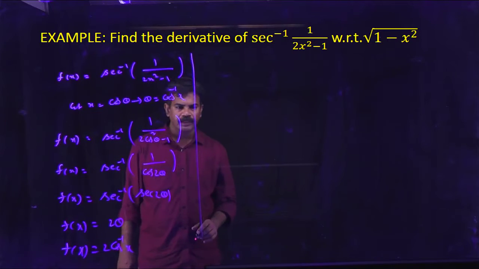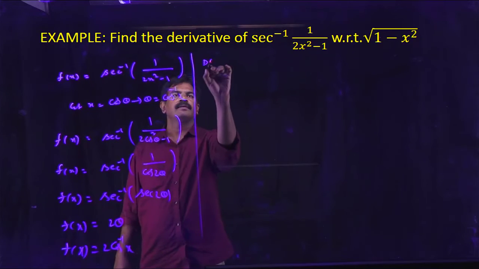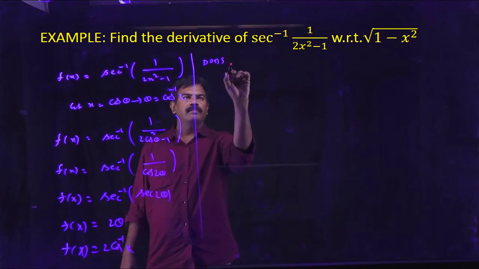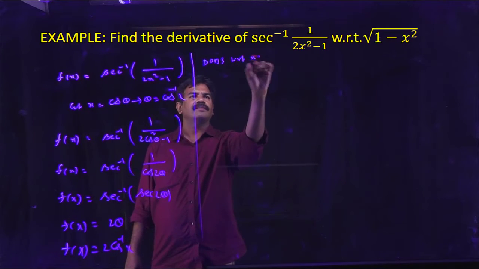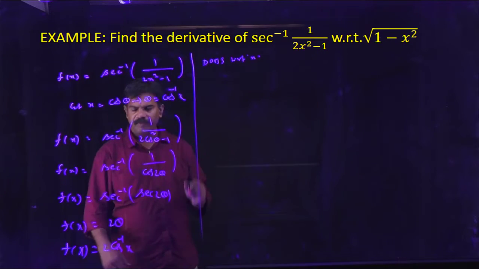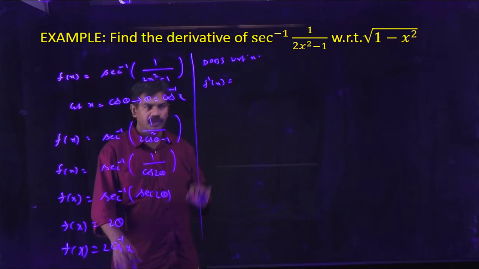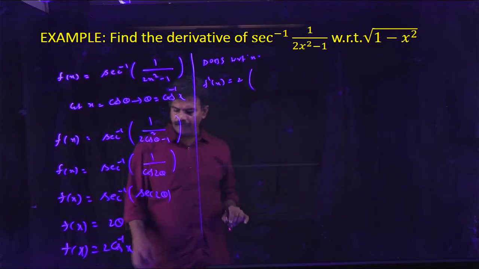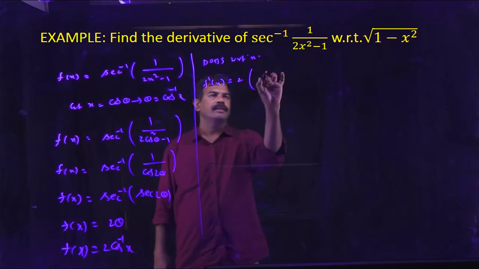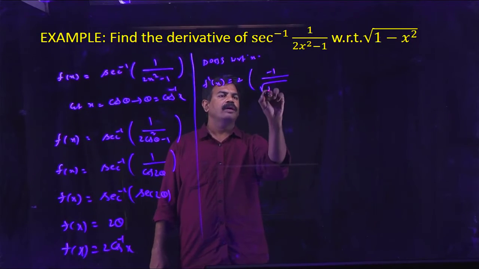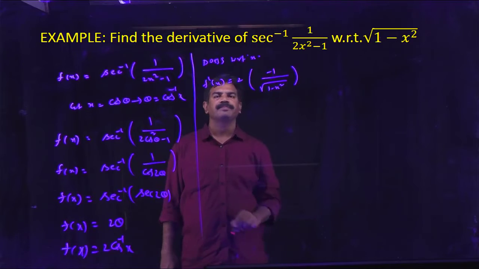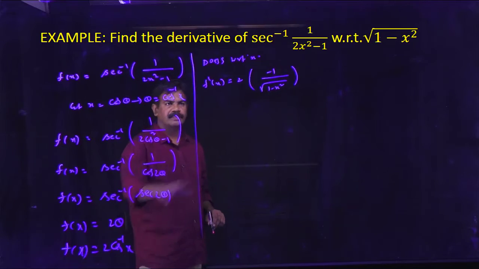Now differentiating on both sides with respect to x. Derivative of f of x is f dash x, that is equal to 2 into, we know the derivative of cos inverse x very well, that is minus 1 by root of 1 minus x square. So f dash x is completed.